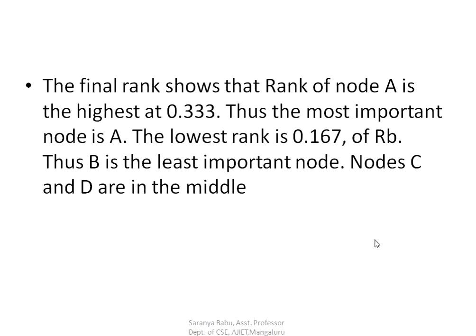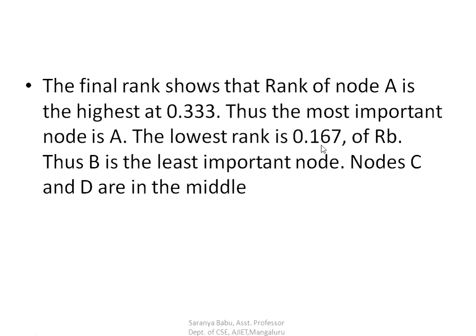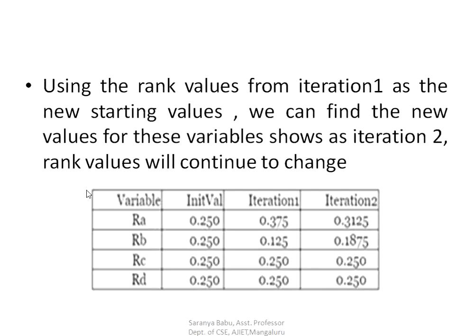Clear? So the final rank shows that the rank of node A is the highest at 0.33. Thus the most important node will be A. The lowest rank is 0.167, that is for B. So node B is the least important node, and nodes C and D are the middle ones. So which is the highest node? The most important node is A, and B is the least important node. C and D come in the middle. Is it clear? Actually this problem is very easy.